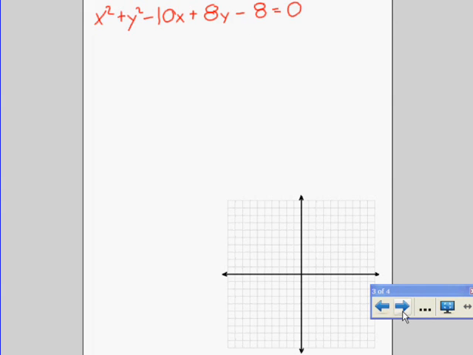This is what a circle's equation looks like in general form. We need to change it to standard form by completing the square. To begin completing the square, I'm going to collect my x terms together and my y terms together in separate parentheses. And I'm going to move the 8 to the right side of the equation.